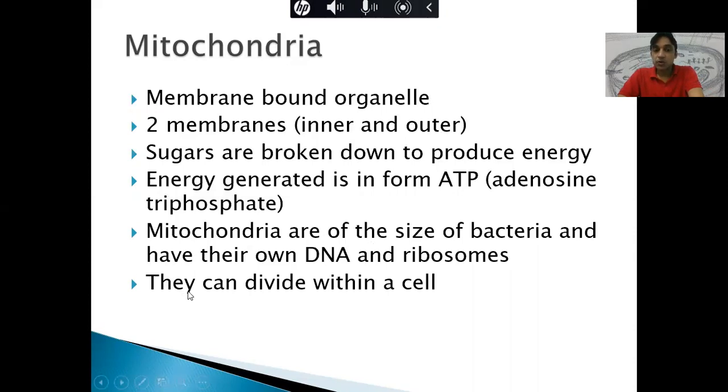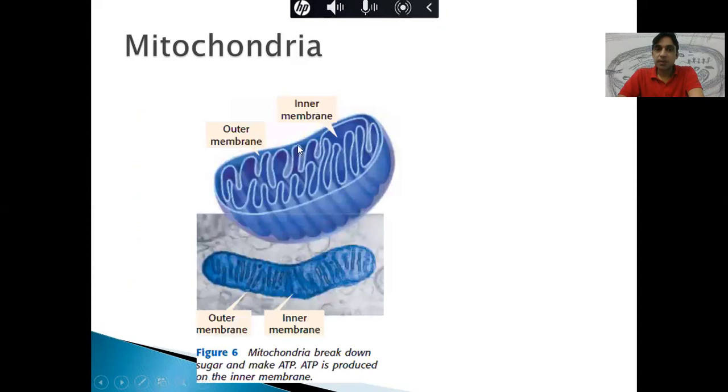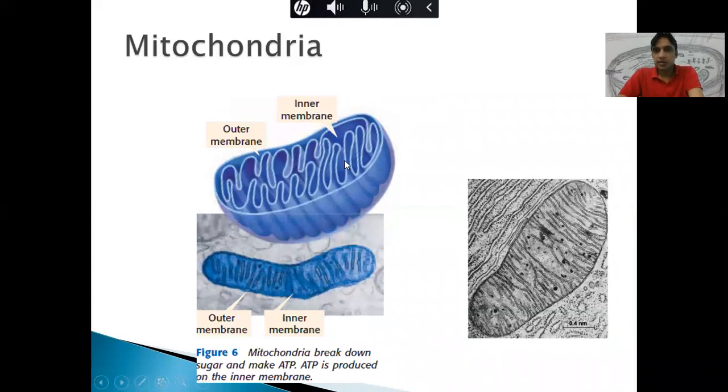Mitochondria can also divide themselves within the cells. When the cells are dividing, the mitochondria are also dividing at the same time. It's a double membranous structure. The outer membrane is smooth. As you can see, the inner membrane is folded to increase its surface area. There is a fluid present within these folds, and that fluid contains all the things required to produce energy, to produce ATP. That fluid is called the matrix. And this is like a fundamental stuff present in all life forms.